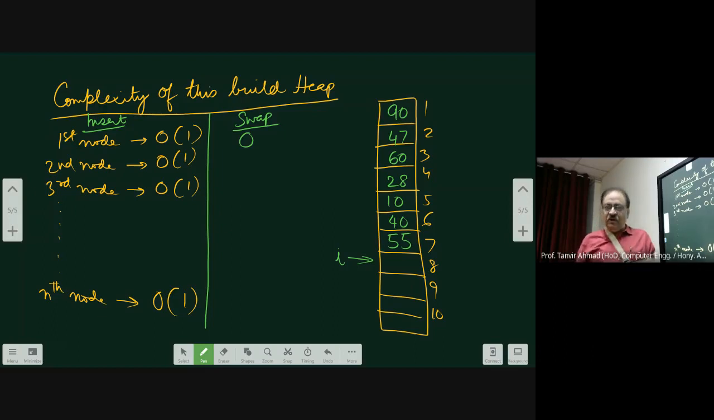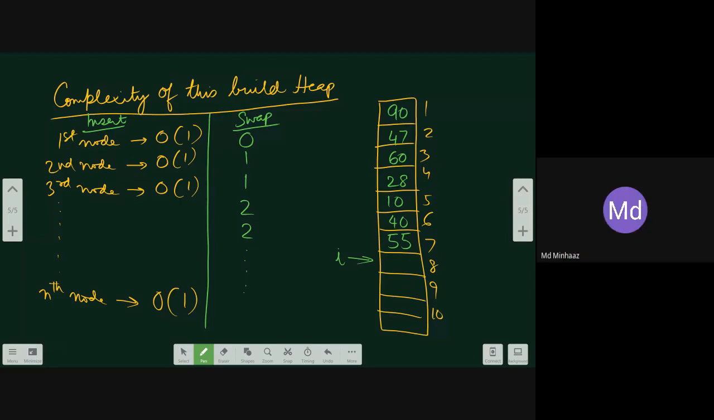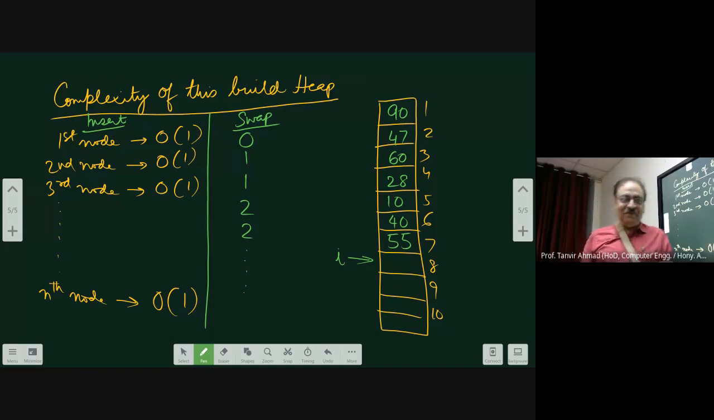For the second node, you require maximum 1 swap. For the third node, also you require only maximum one swap. For the fourth node, you require maximum of 2 swaps. For the fifth node, you require maximum of 2 swaps. And for the nth node, how many swaps do you require? N by 2?